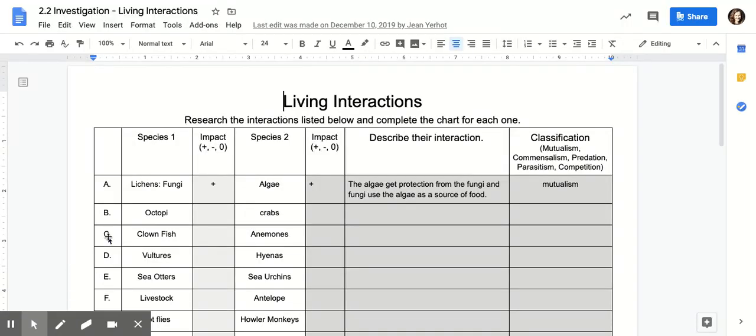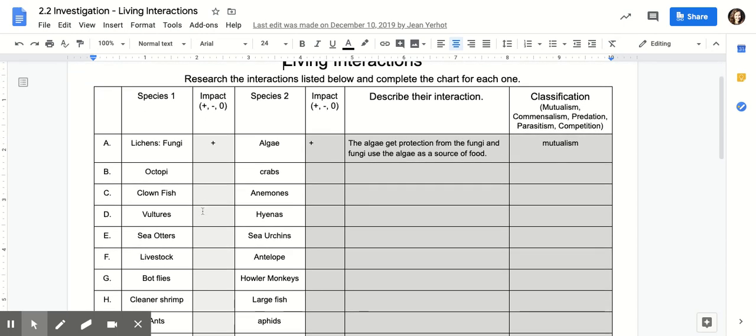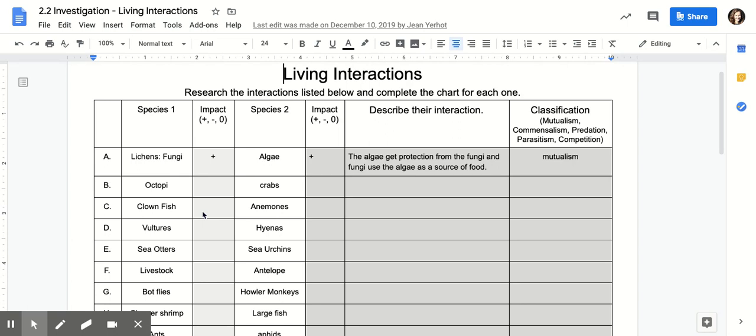The document that you'll use for this investigation has been assigned to you in Schoology. It's the Ecosystems Lesson 2 investigation called Living Interactions. You have a table that looks like this, and you are going to go online to research the relationship between the pairs of species listed here. The first one is done for you.